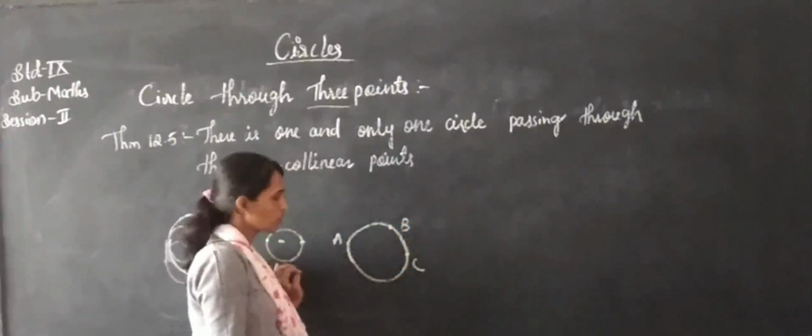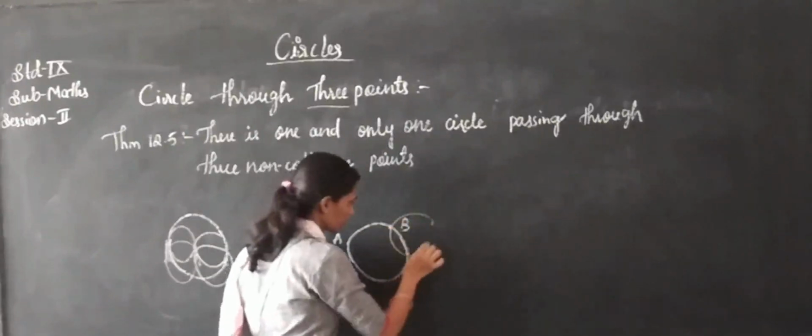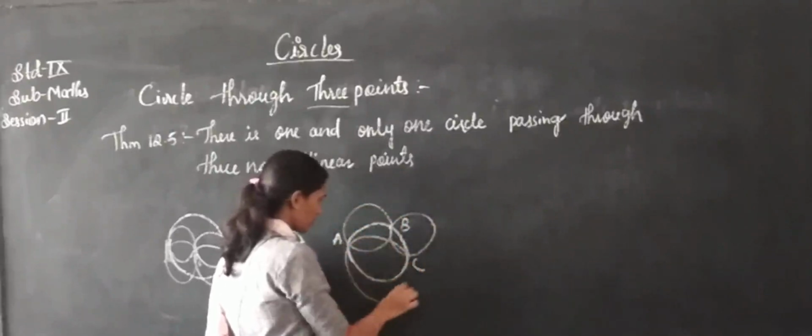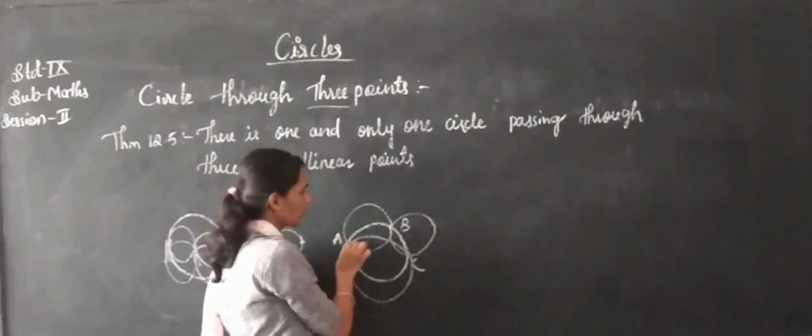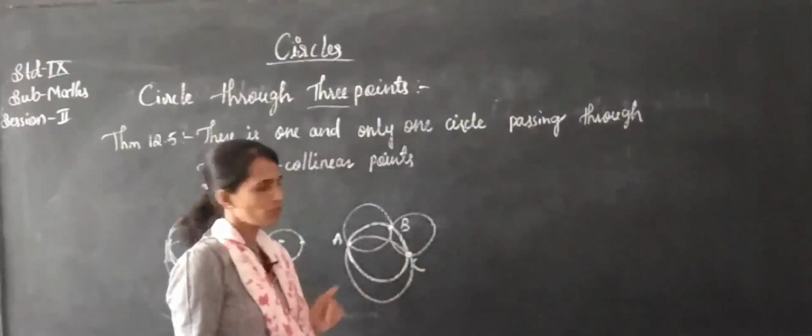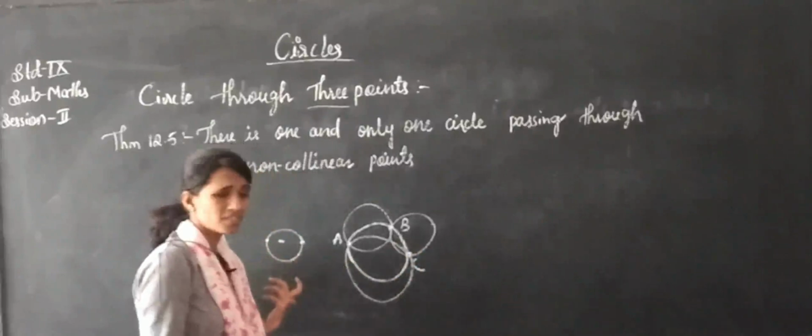We can construct one more circle from these two points, and one more from these two, and one more from these two. But including these three circles, we can construct only one circle through all three points. Yes or no? The remaining ones are not possible.